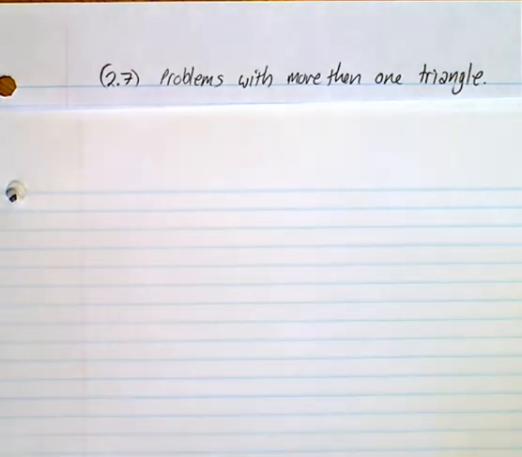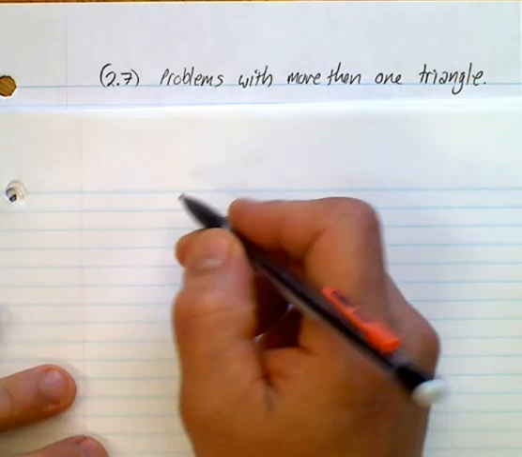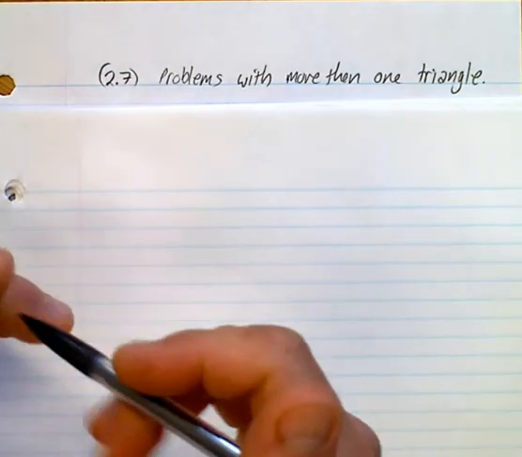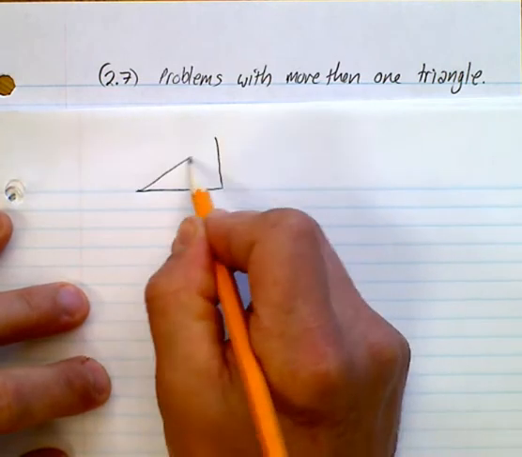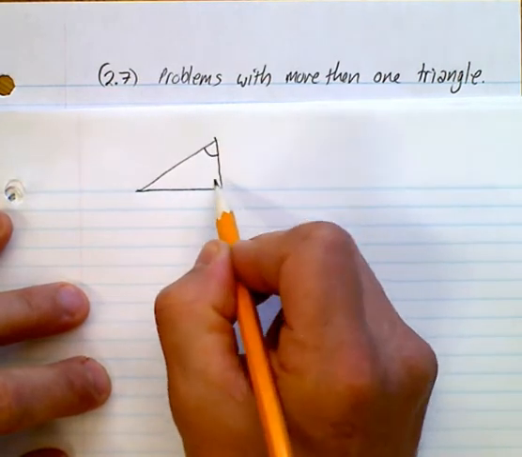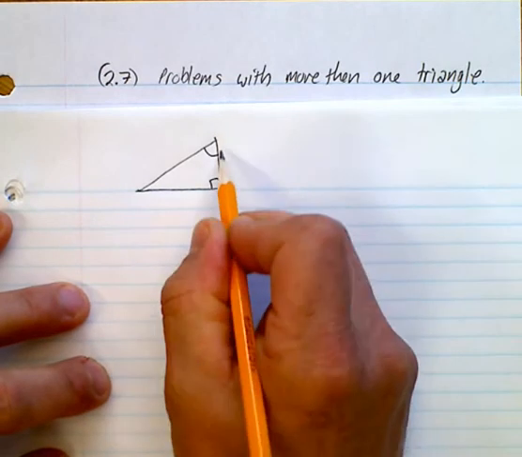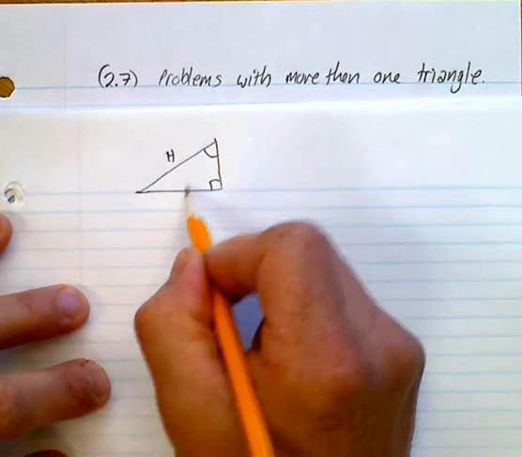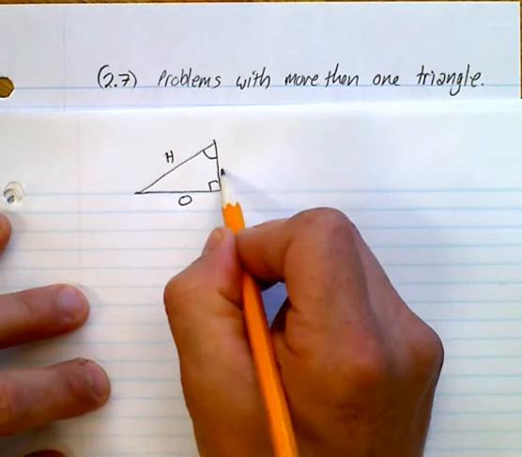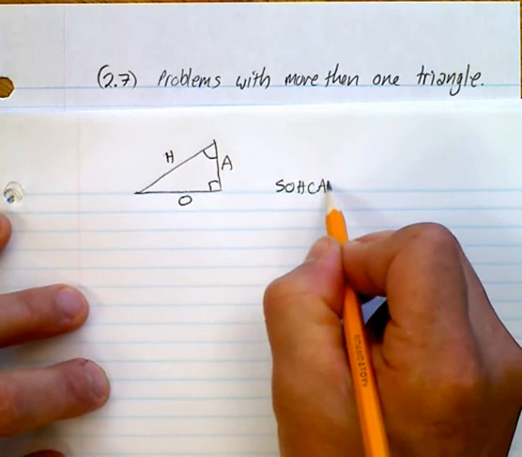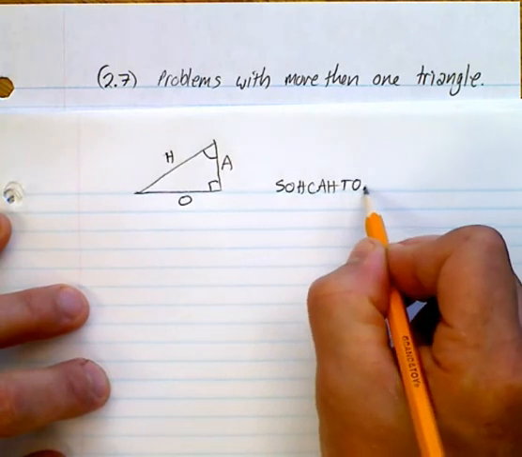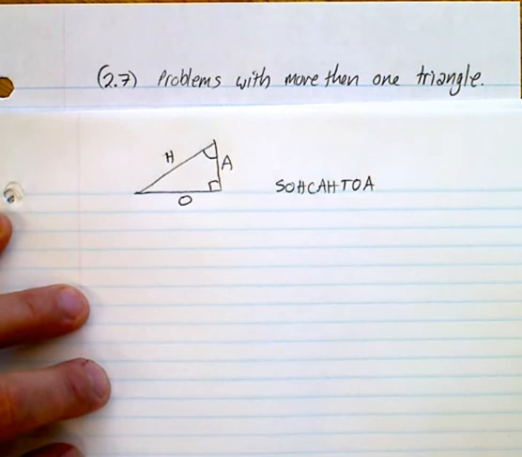Okay, 2.6 was just a little bit more practice with solving right angle triangles using Sohcahtoa. Remember, the key is to figure out which side is which, right? If you have a triangle like this and we're looking at this angle, the very first thing you need to do is identify that that is the hypotenuse, that is the opposite, and that that is the adjacent side. Then we use Sohcahtoa to help us find either the side or the angle.